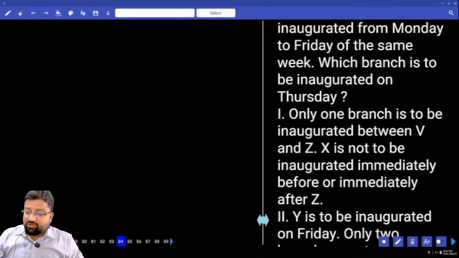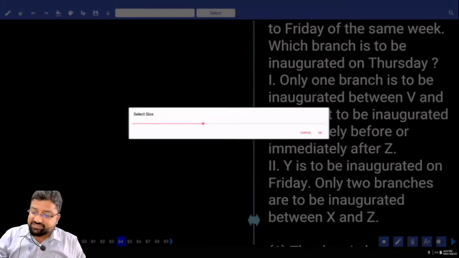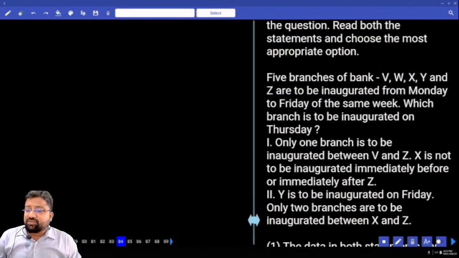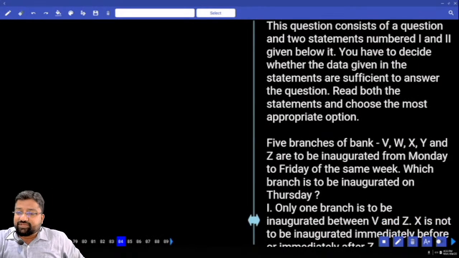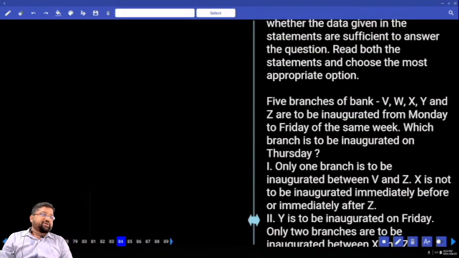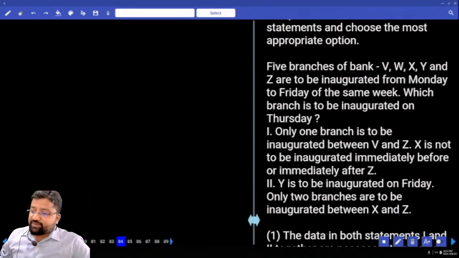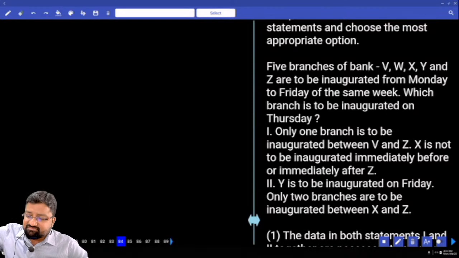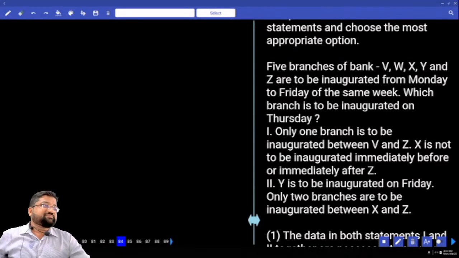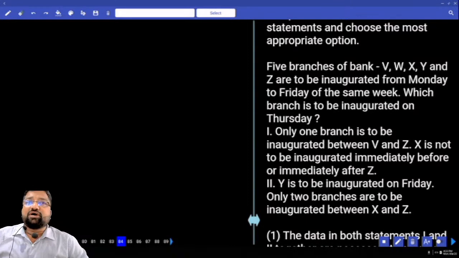What's the question here? Please concentrate on the question every time for data sufficiency. The question consists of a question and 2 statements, number 1 and 2 given below it. You have to decide whether the data given in the statements are sufficient to answer the question. Read both the statements and choose the most appropriate one. 5 branches of a bank, V, W, X, Y, and Z are to be inaugurated from Monday to Friday of the same week. Which of the following branches is to be inaugurated on Thursday? Which of them will be inaugurated on Thursday?